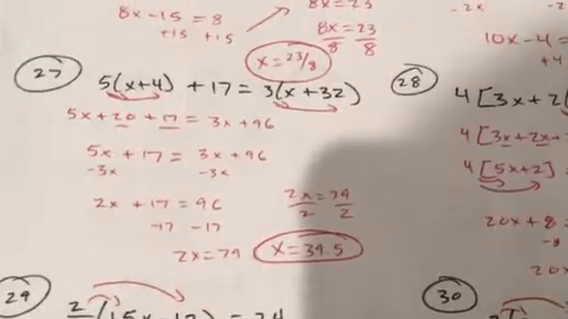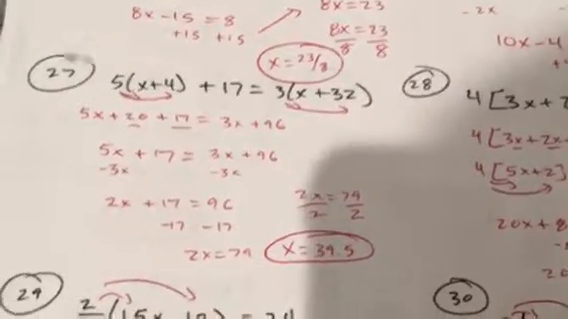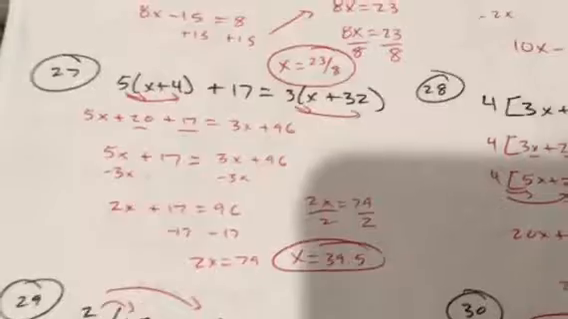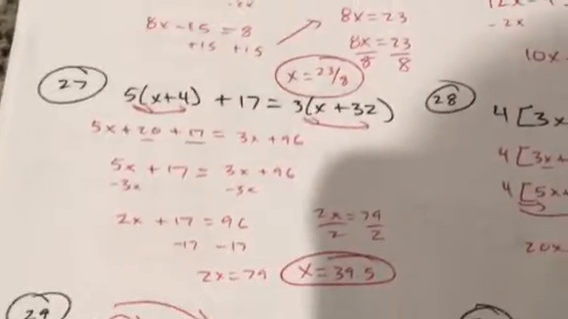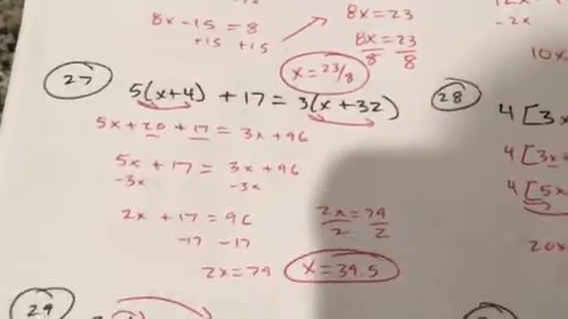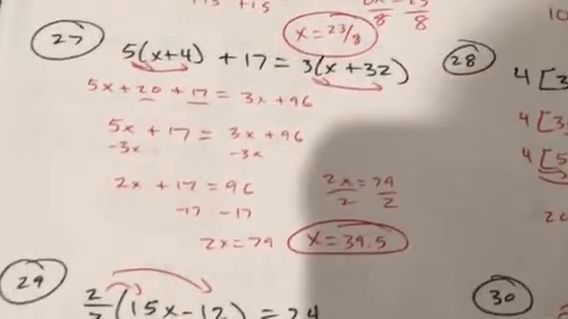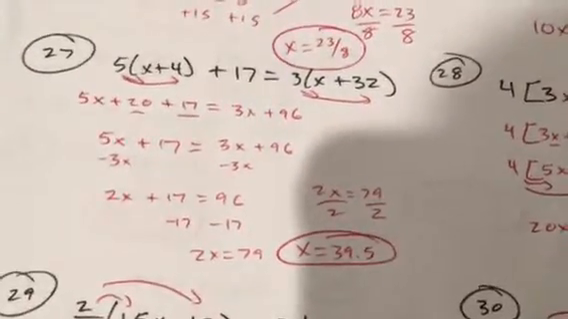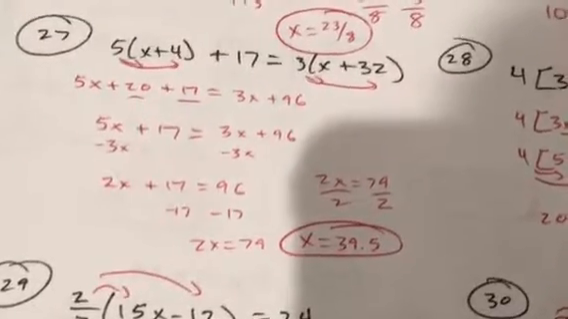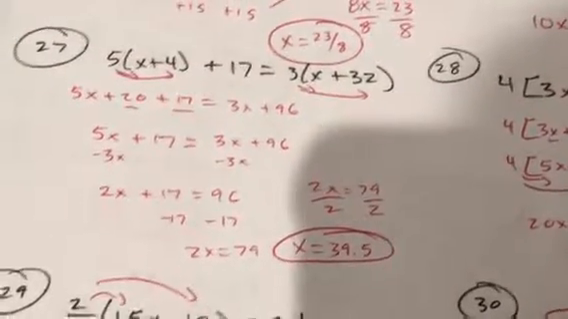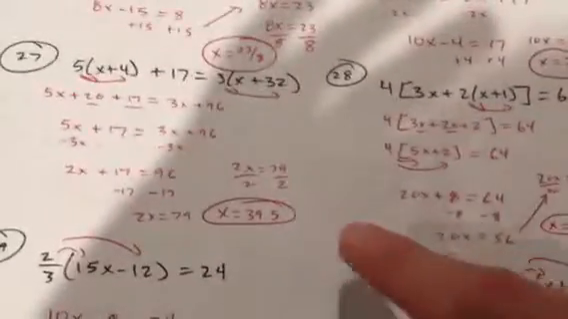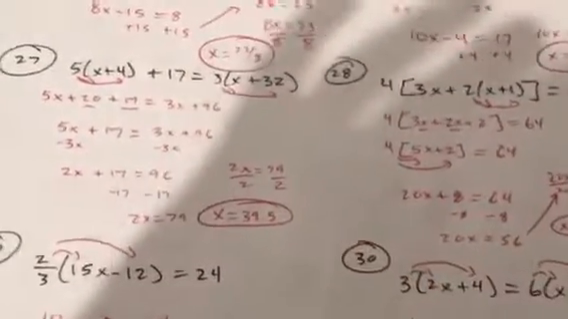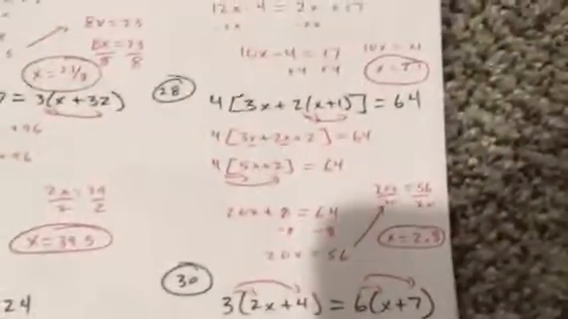Distribute. You get 5x plus 20 plus 17, and that is a mistake right there. I don't have a pen on me, so hopefully you're listening, because that should be 37. You're going to do 96 minus 37, so your answer is actually going to be 29.5. So there's a big error right there. It should be 29.5. Whoever's the first one to tell me that tomorrow can get a bonus point.